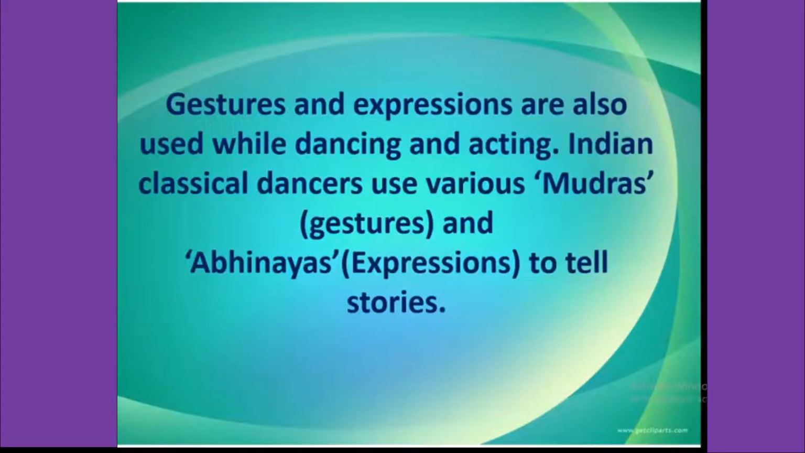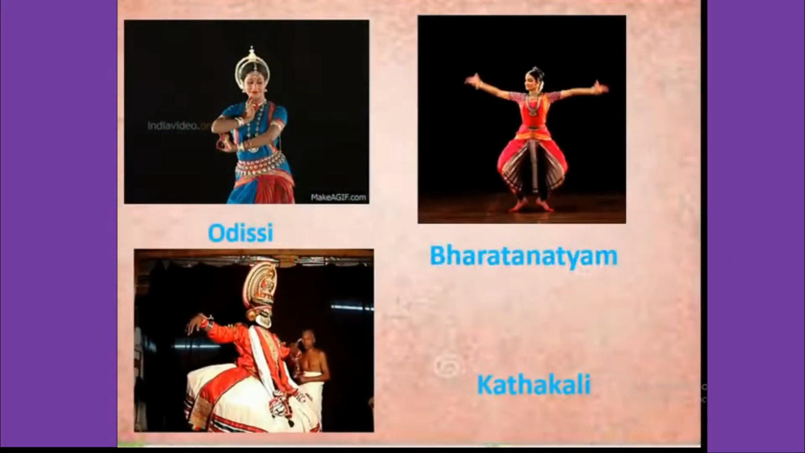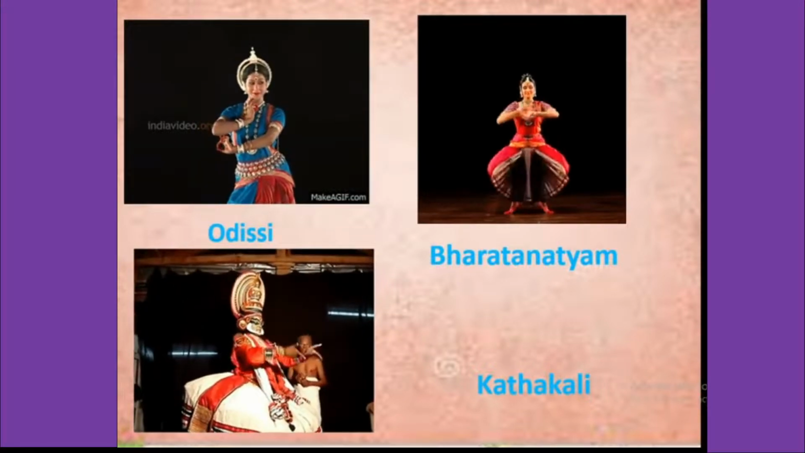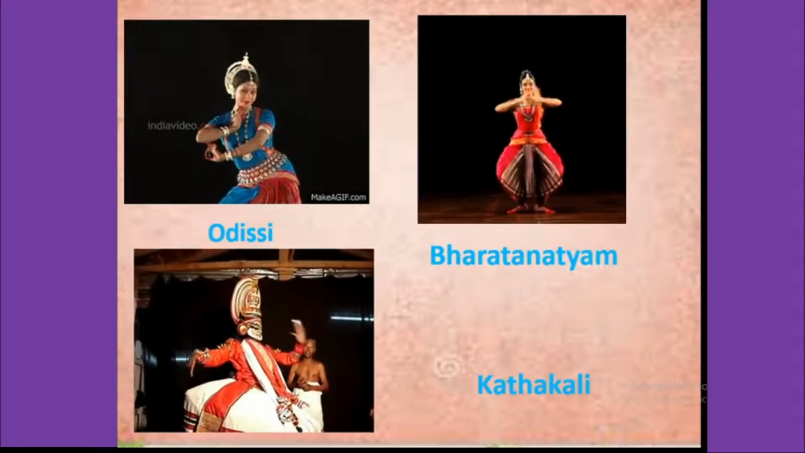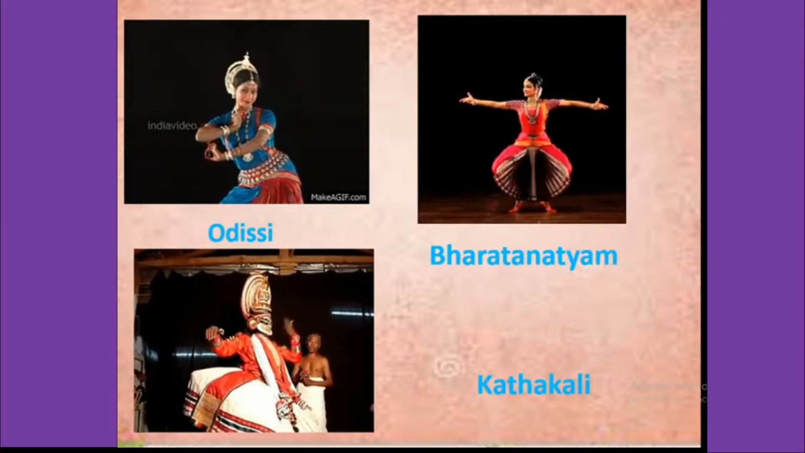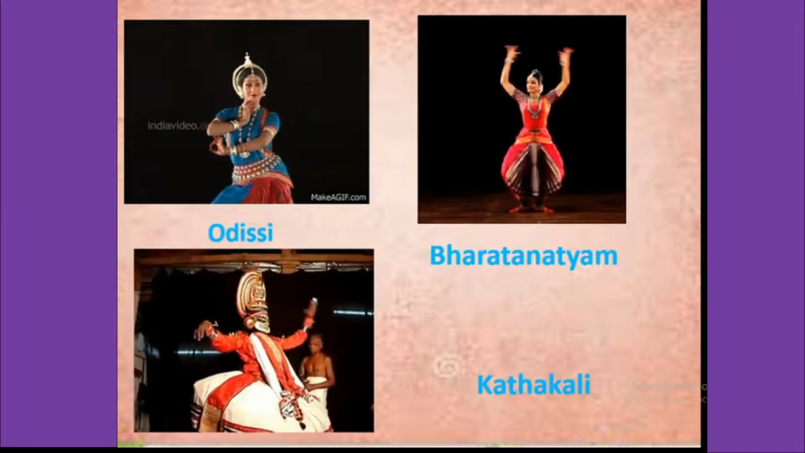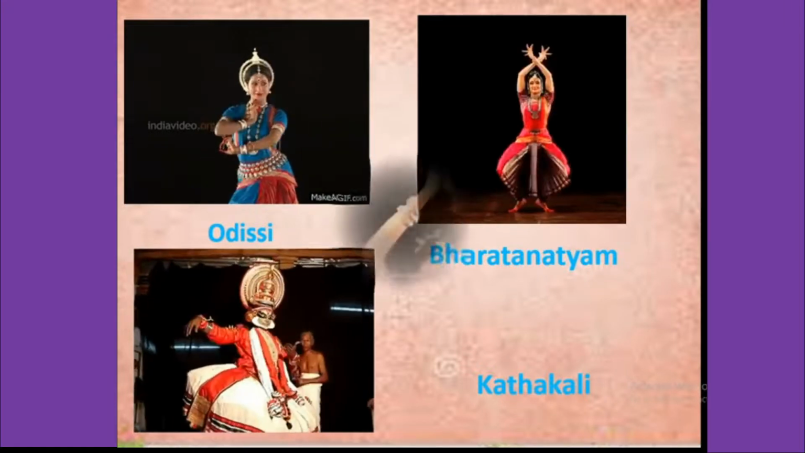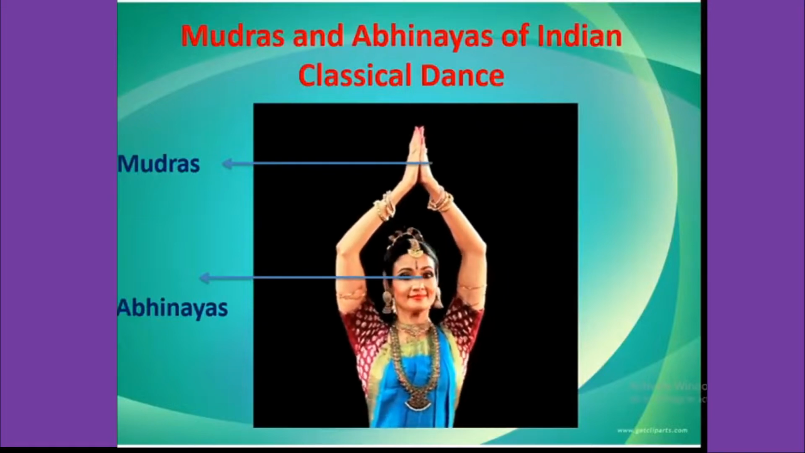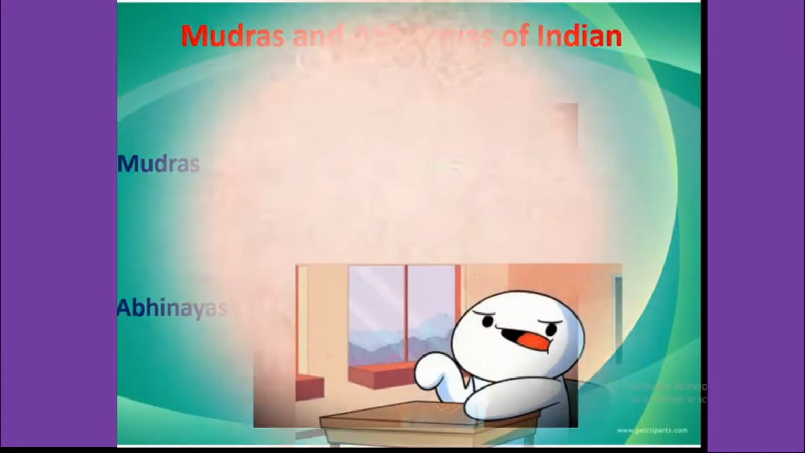Gestures and expressions are also used while dancing and acting. Indian classical dancers use various mudras and abhinayas to tell stories. So these are pictures of classical Indian dancers: Odissi, Bharatanatyam and Kathakali. These are examples of gestures. The dancers show a story with the help of abhinayas and mudras. So the mudras and abhinayas of Indian classical dance show gestures and expressions.